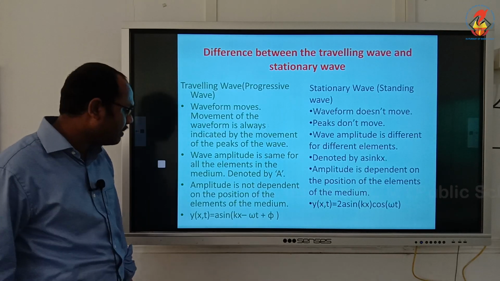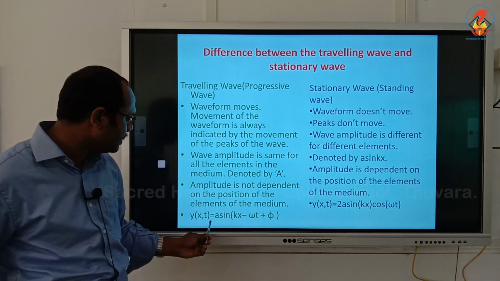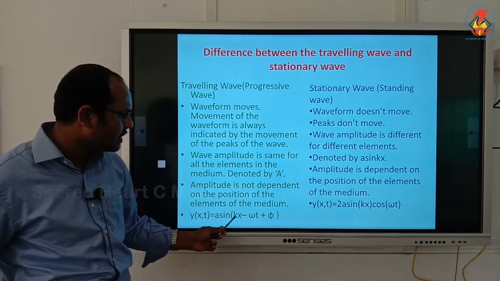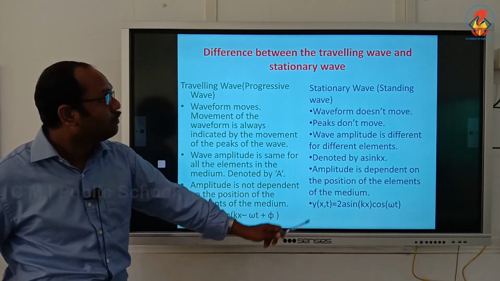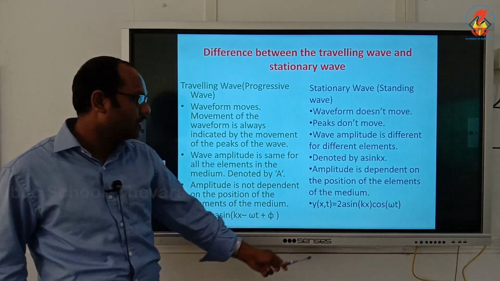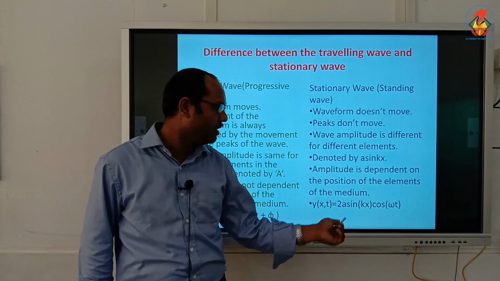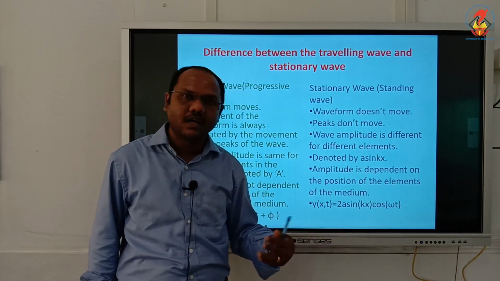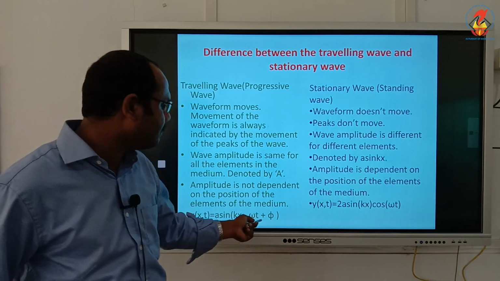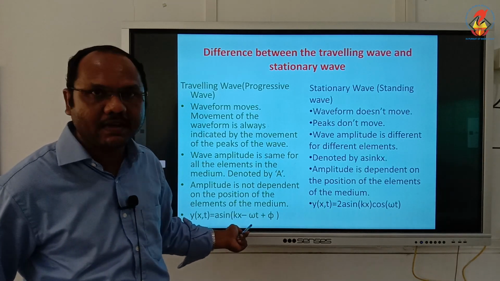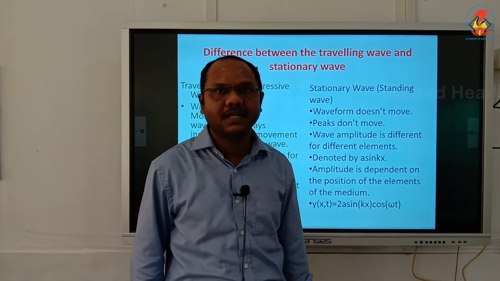Now, the general equation for a progressive wave is y(x,t) equals A sin(kx minus omega t plus phi), whereas for a stationary wave, the equation is 2A sin kx cos omega t. How we are getting this equation, we will discuss in the next section. This displacement equation we have already derived. How to make this equation, we will do in the next section.